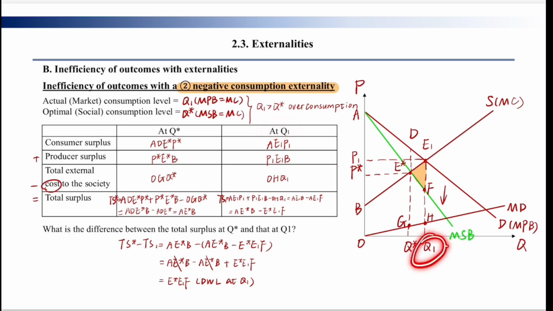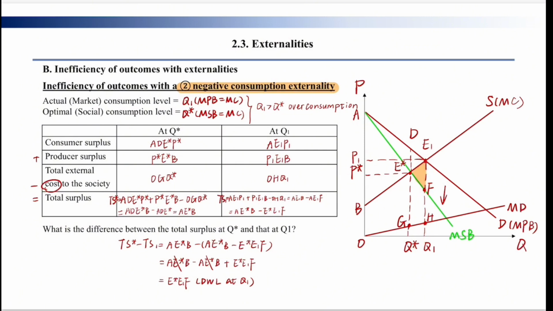At Q1 level, the consumer surplus is this triangle, and the producer surplus is this triangle, and the total external cost to the society is this triangle. So the total surplus is equal to this one plus this one minus this one. So it's equal to this big triangle minus this triangle. And as we said before, this line segment is equal to this line segment.